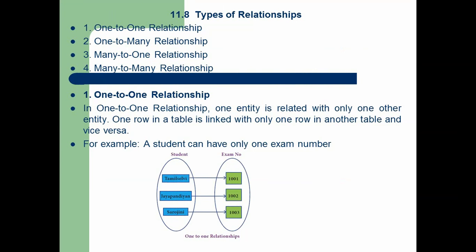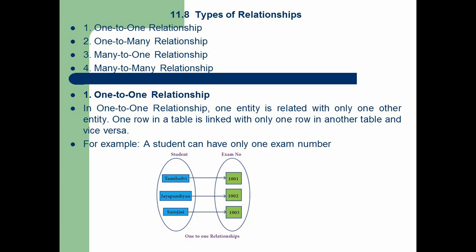So next topic is types of relationship. In RDBMS, there should be a relationship. That's the only difference between DBMS and RDBMS. So we should understand what is relationship. There are four types of relationship: one, one to one; two, one to many; three, many to one; four, many to many.